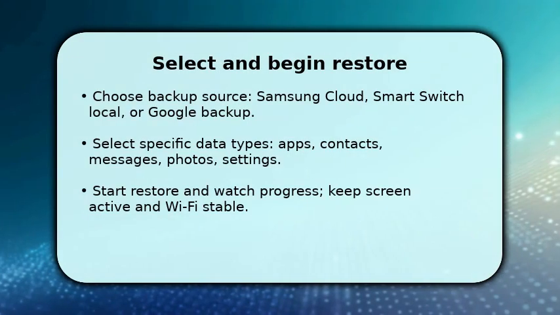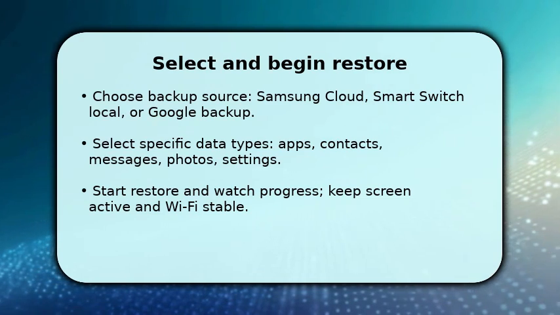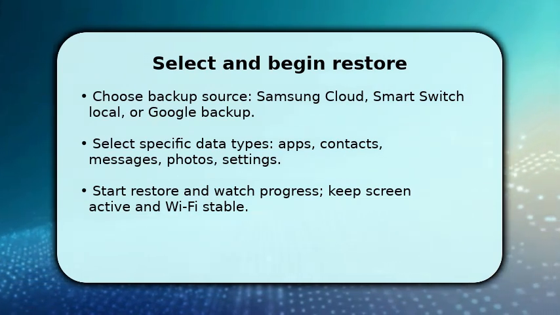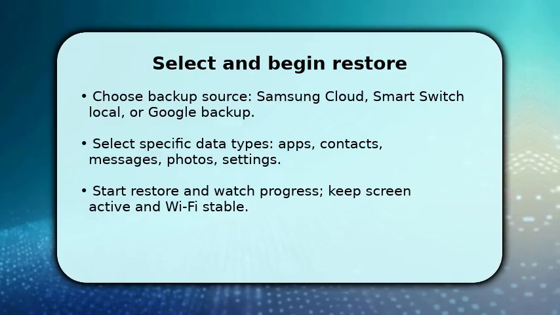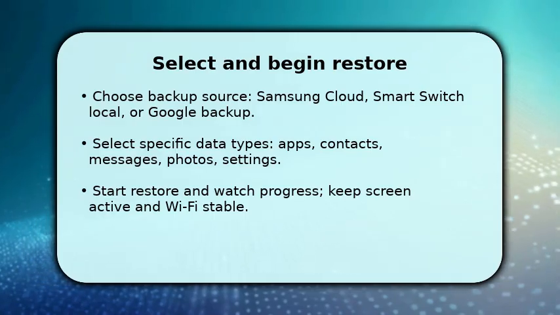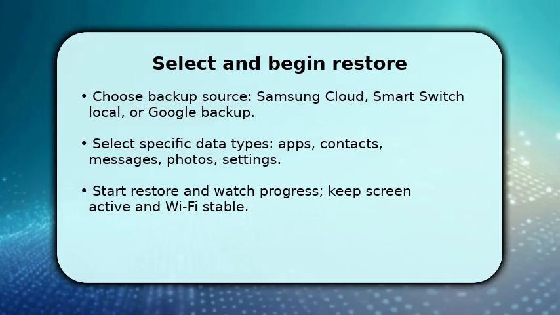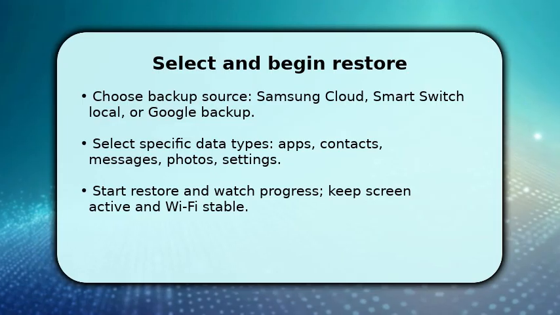You now choose the backup source and which items to restore. If using Samsung Cloud, pick the device snapshot and tap Restore. If Smart Switch, connect device via USB or Wi-Fi to the PC or target phone and select the backup file. Make sure to select only needed data types to save time.